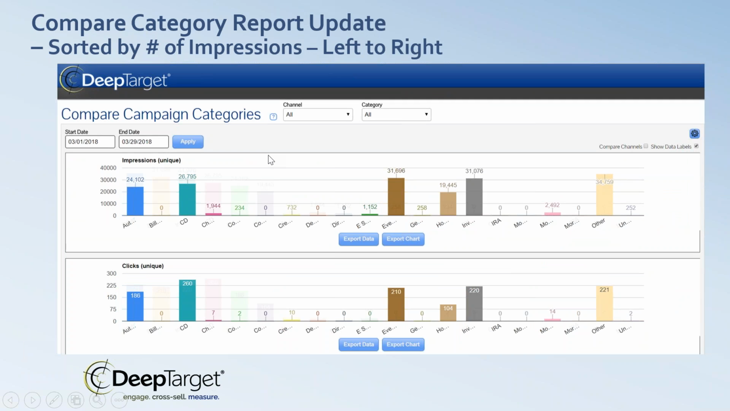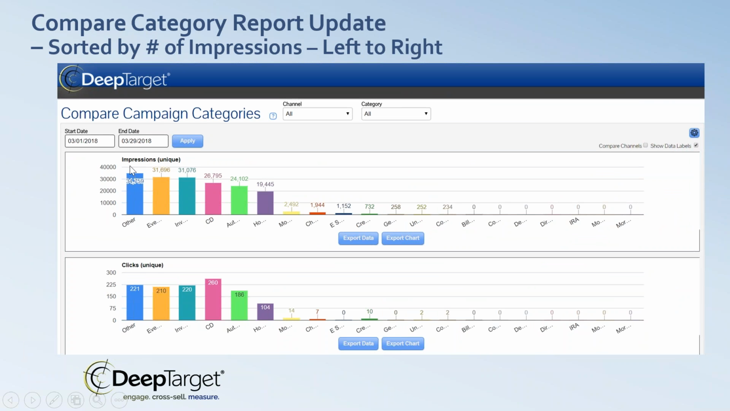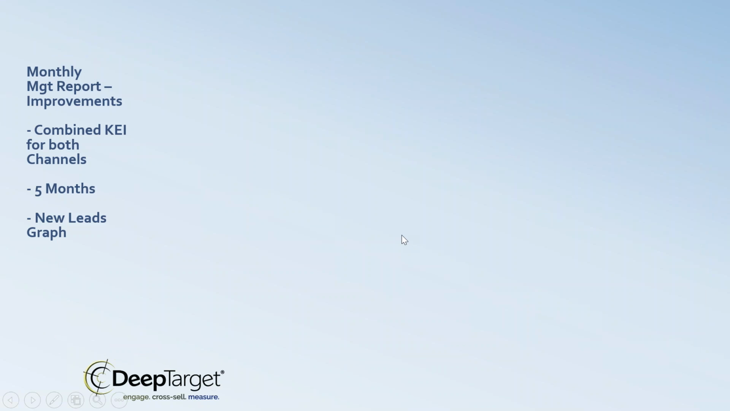And then our campaign category report, which we revamped to shift everything based on number of impressions left to right, and therefore responsiveness, so you get a quick view of that. And again, you can drill down, you can pick a particular category and go and look at it individually. And again, remember all the export capabilities as well.